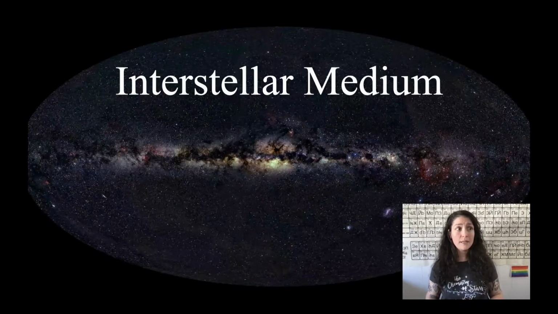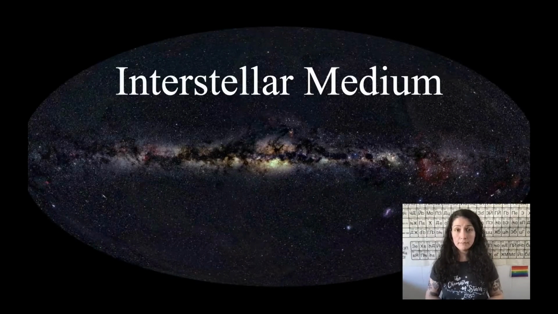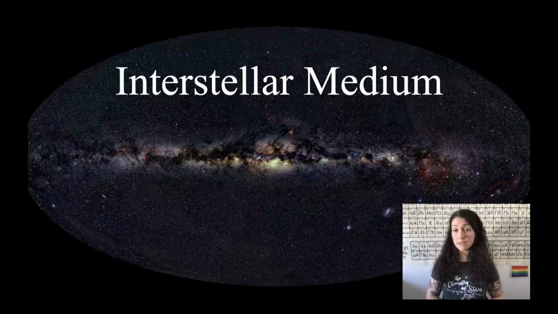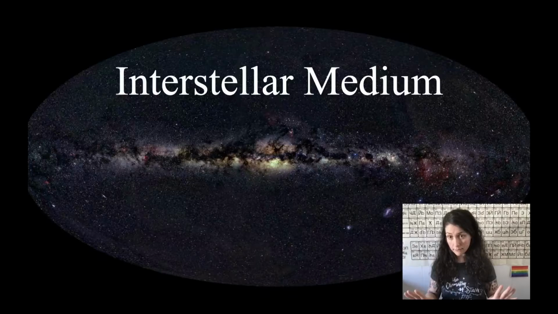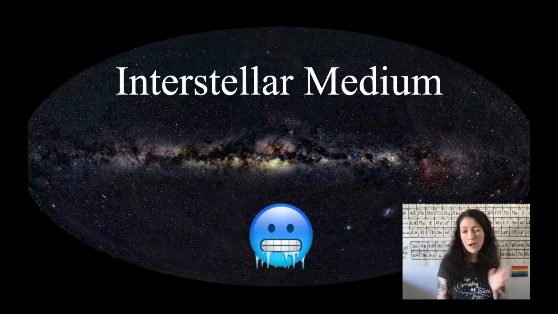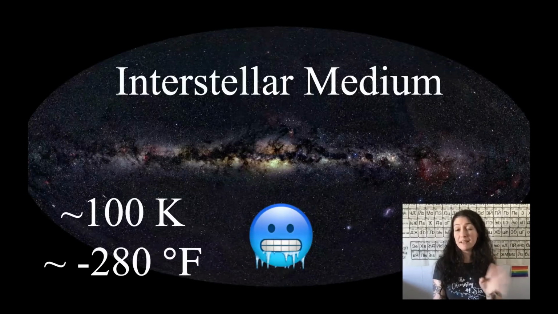The interstellar medium is everything in between the stars. That could be gas, either in its ionized, atomic, or molecular form, or dust and waves and things of that nature. The interstellar medium is very sparse, right? Not dense at all, practically a vacuum. It's also really cold. So what do I mean by really cold? About 100 Kelvin, which in American temperature would be negative 280 degrees.